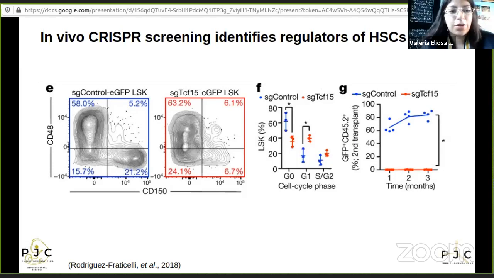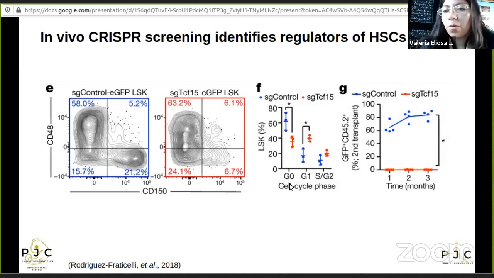So also they checked the immunophenotype of the hematopoietic stem cells, where in this plot they should be CD48 negative and CD150 positive. And we see that the stem cell population decreases from 21% to 60.7%. And that is also supported by the increase of cells in the different cell cycle phases, as we can see in panel F, when the transcription factor is not there.